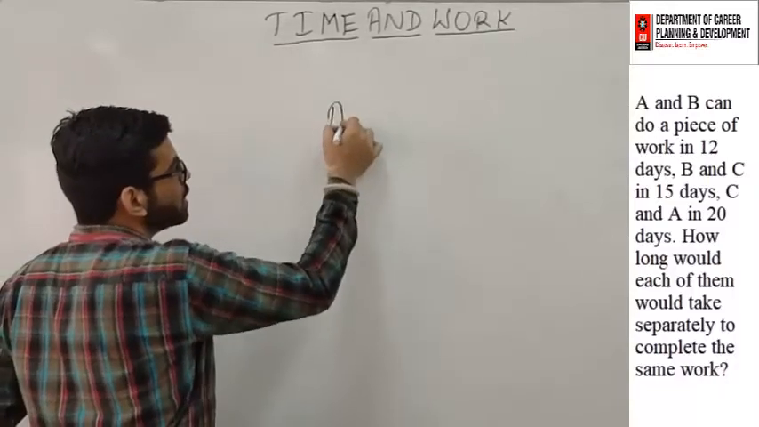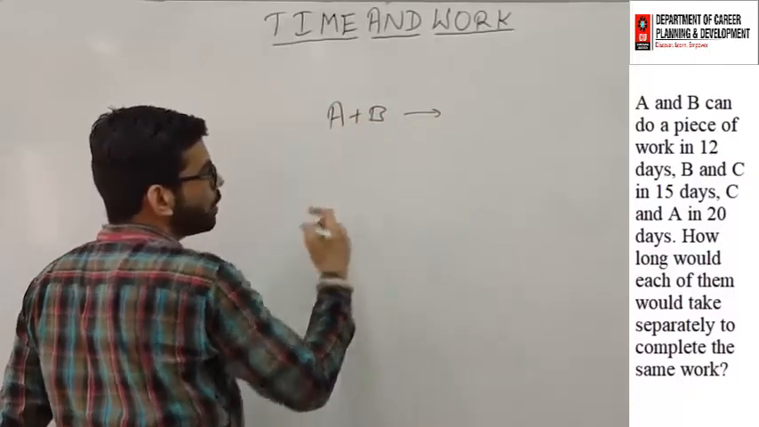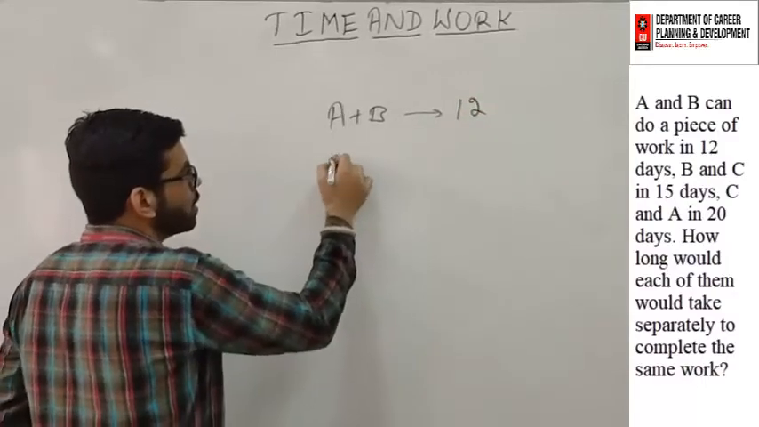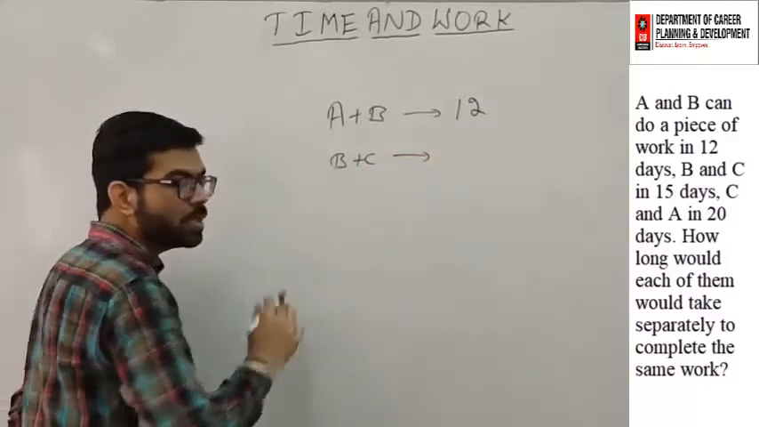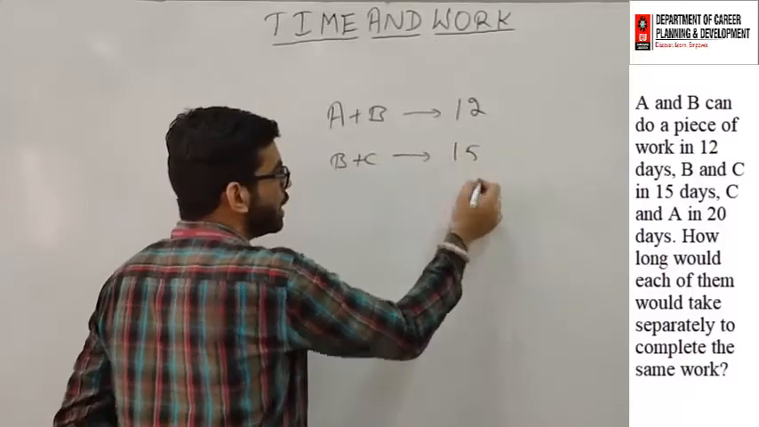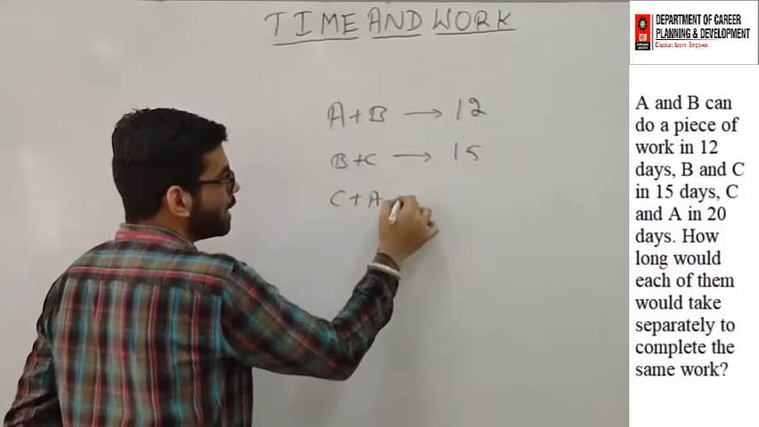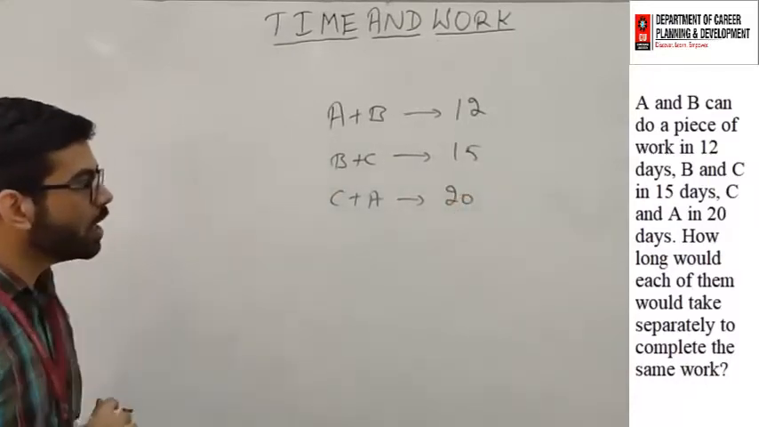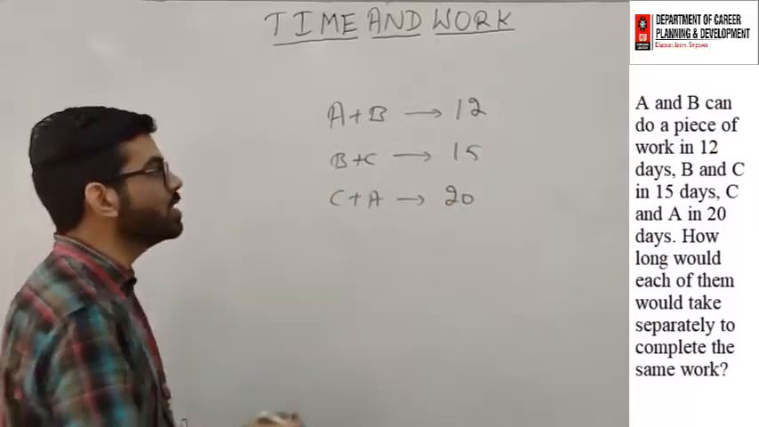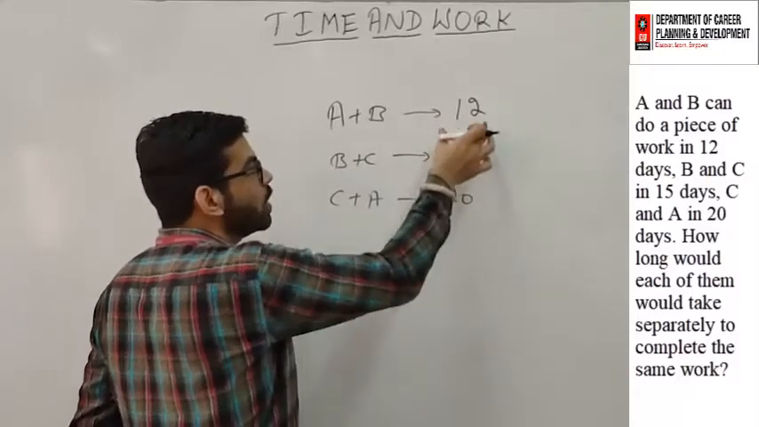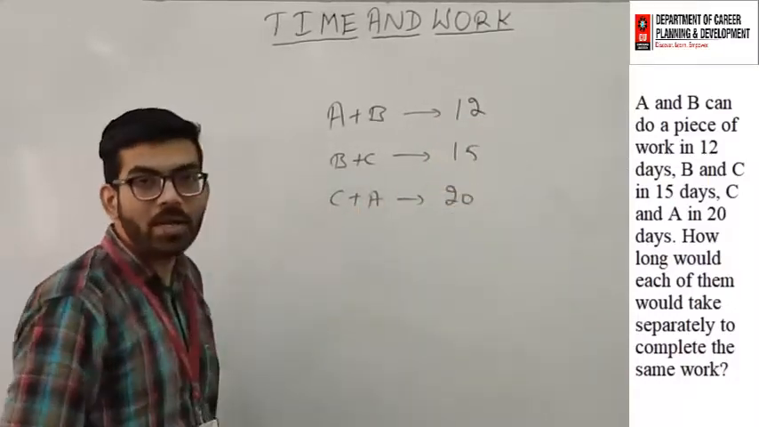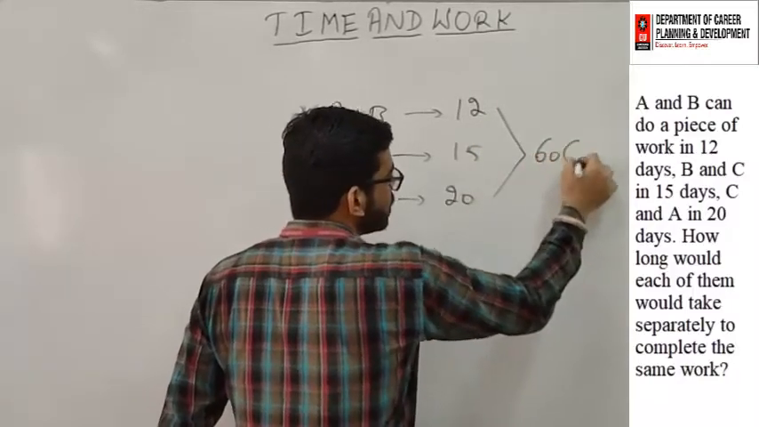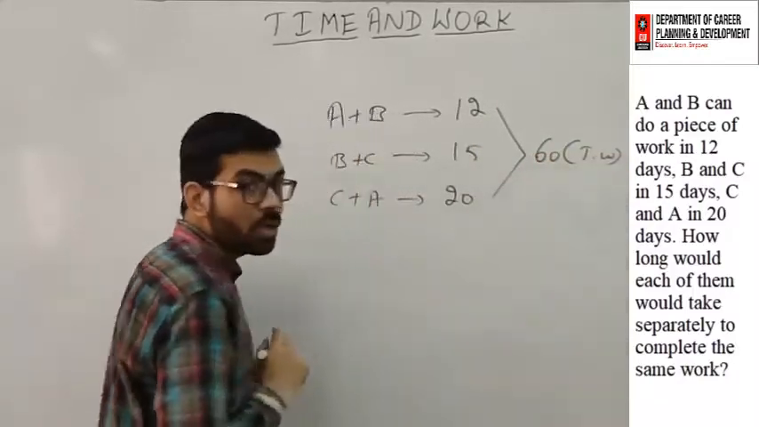First of all, it is given that A and B complete the job in 12 days. Next part, B and C can complete the same job in 15 days. Next part, C and A can complete the same job in 20 days. According to the LCM approach, we have to take the LCM of the number of days, which is the LCM of 12, 15 and 20. Their combined LCM comes out to be 60, and then 60 is your total work.